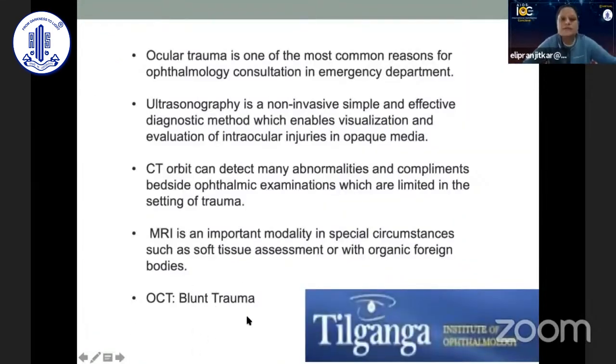So therefore, ocular trauma is one of the most common reasons for ophthalmology consultation in the emergency department. USG is a non-invasive, simple, and effective diagnostic method which enables visualization and evaluation of intraocular injuries in opaque media. CT orbit can detect many abnormalities and also complements bedside ophthalmic examination, which is usually limited in the setting of trauma. And MRI is an important modality, especially in case of soft tissue assessment or organic foreign bodies, and for OCT, the main importance is in blunt trauma.